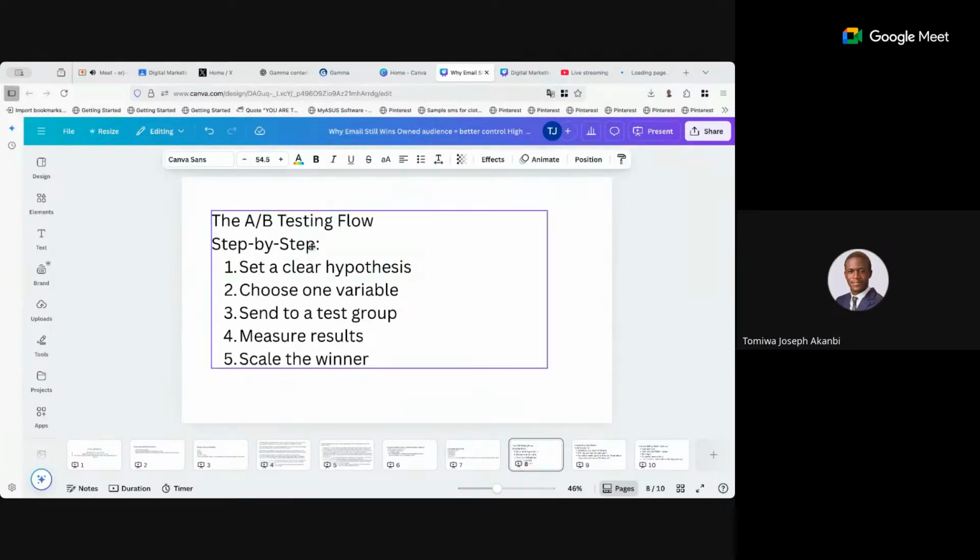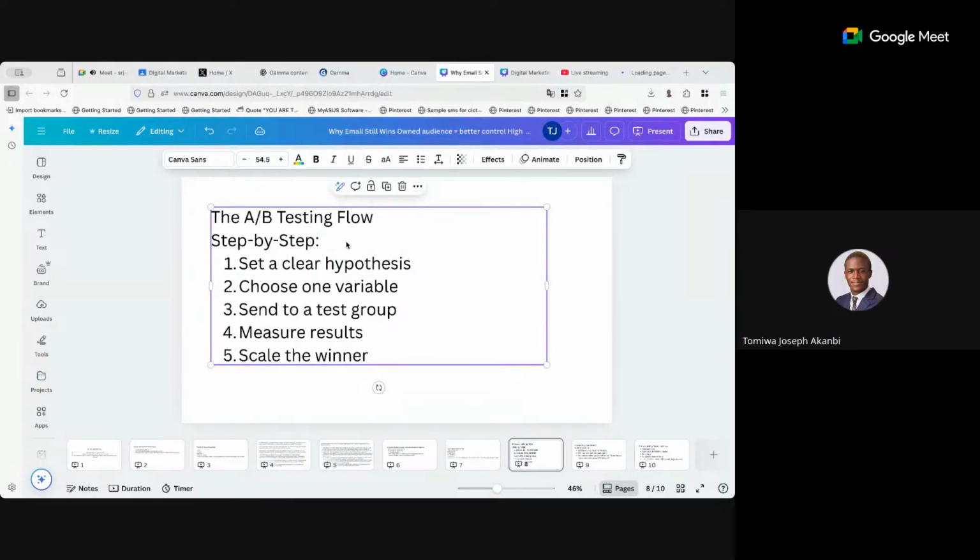So what is the clear flow for A/B testing? This is what I do. I set a clear hypothesis. For example, I want to see the best time for my audience, right? So that's what I'm looking at. What is the one variable? What is the thing that I want to change? The send time, right? So I can send the first one to a test group.